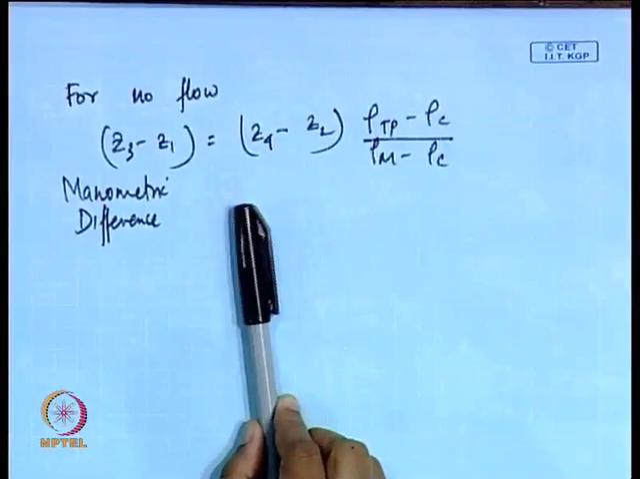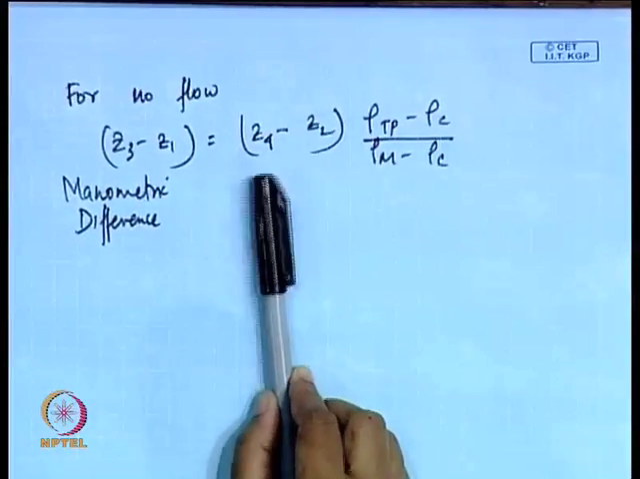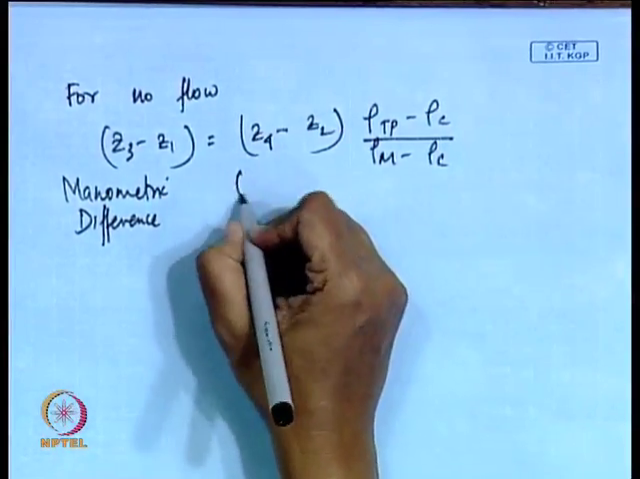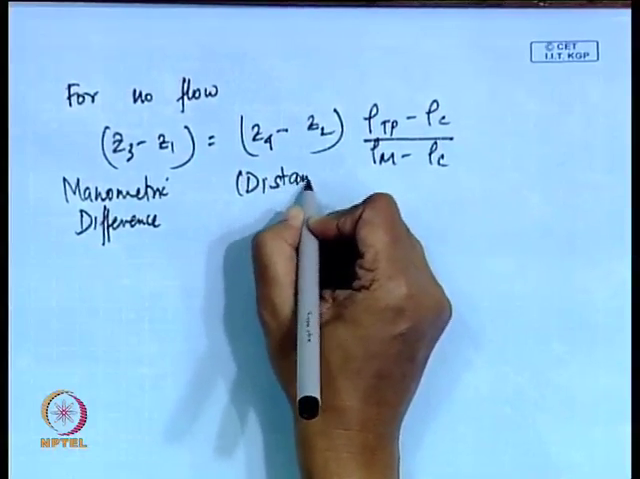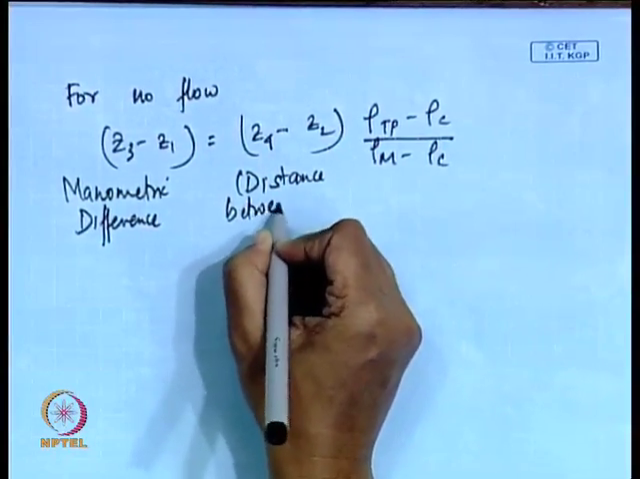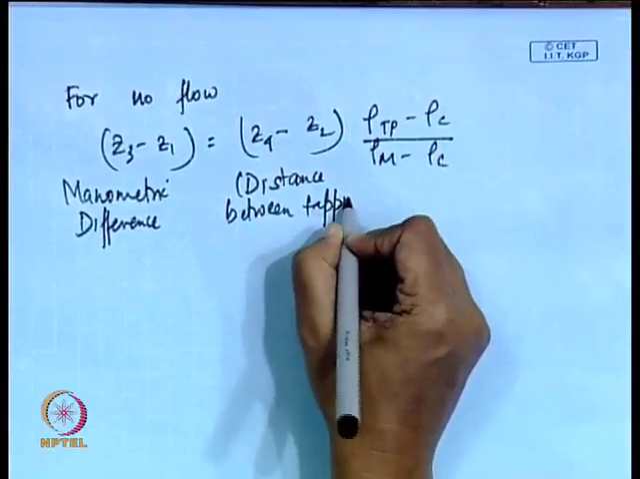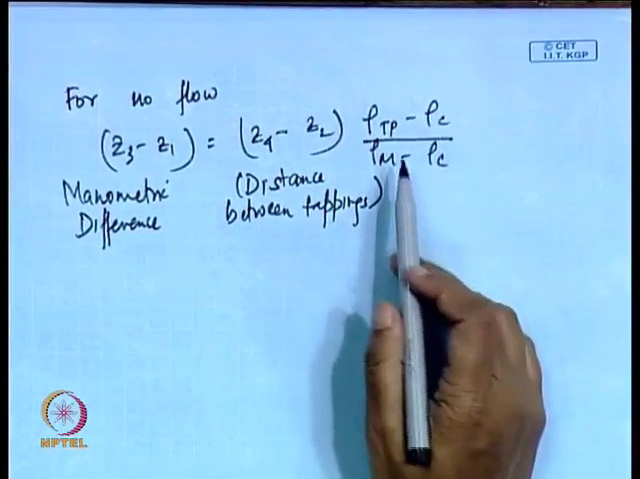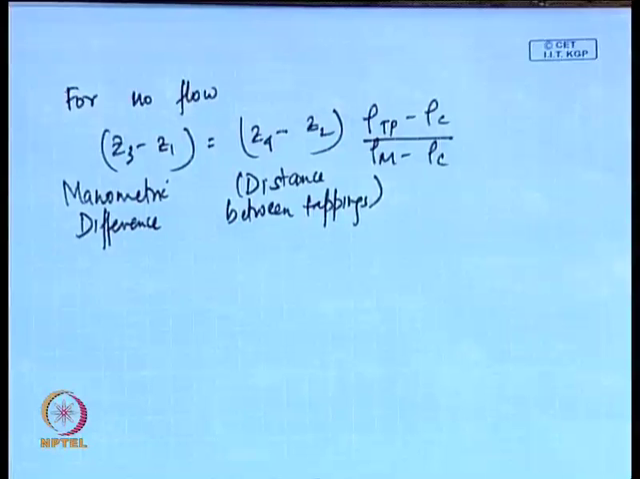But in reality we find that when there is no flow, this manometric difference is a function of the distance between the tappings, and it also depends upon some density differences. Okay. What are the density differences? They are the density of the fluid which is flowing through the tube minus the density of the fluid which is filling up the tapping lines.